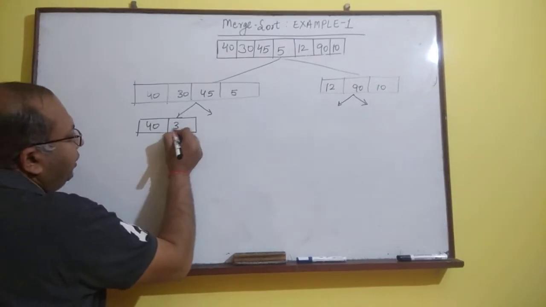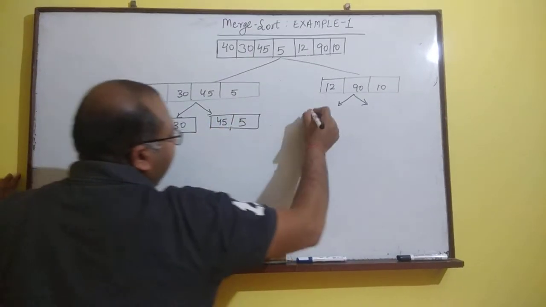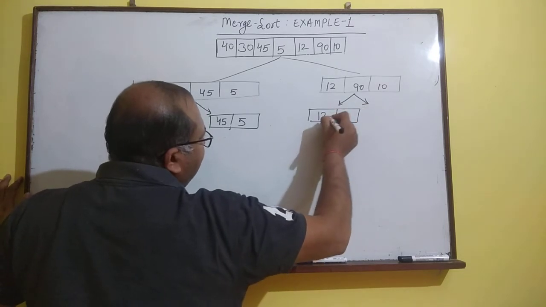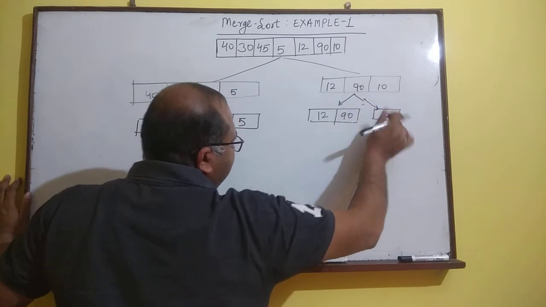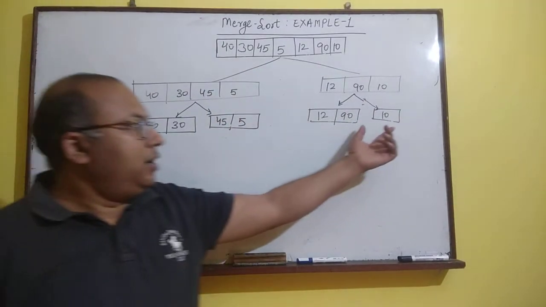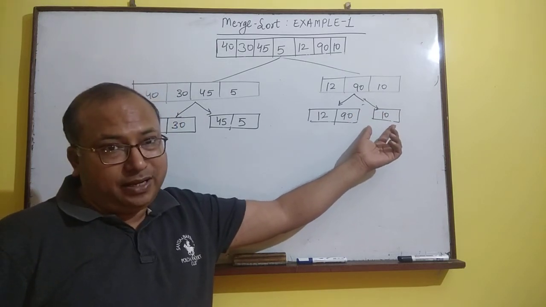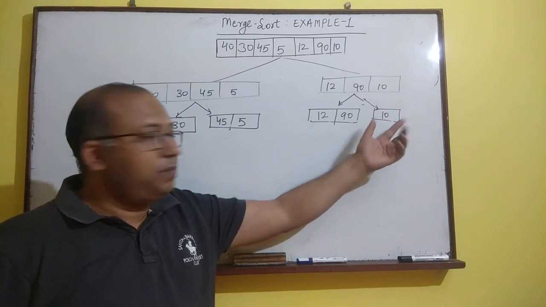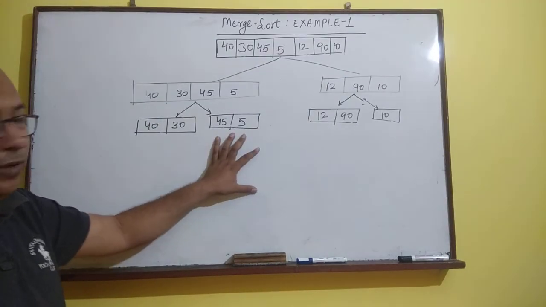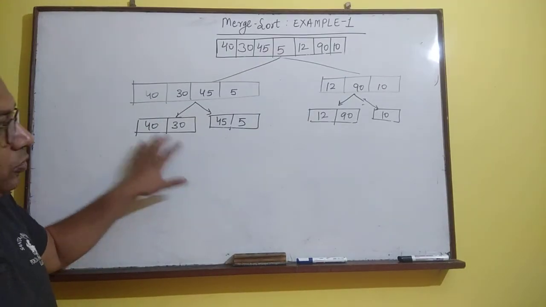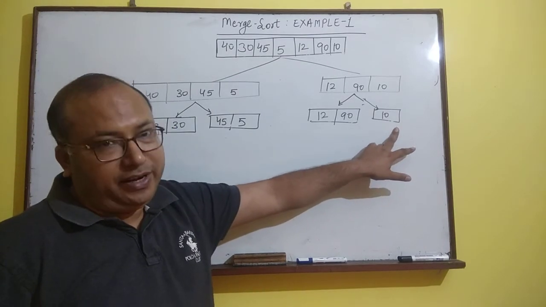Now it is divided into 40, 30, 45 and 5, and this half will be divided like this: 12, 90 and 10 only. As this array has already reached a position where only a single element is here, we cannot divide this part further. But this part should be divided because it has two elements. This part also has two elements, and this part also has two elements. So on these three arrays the division process will continue, but on this array we cannot divide it further.